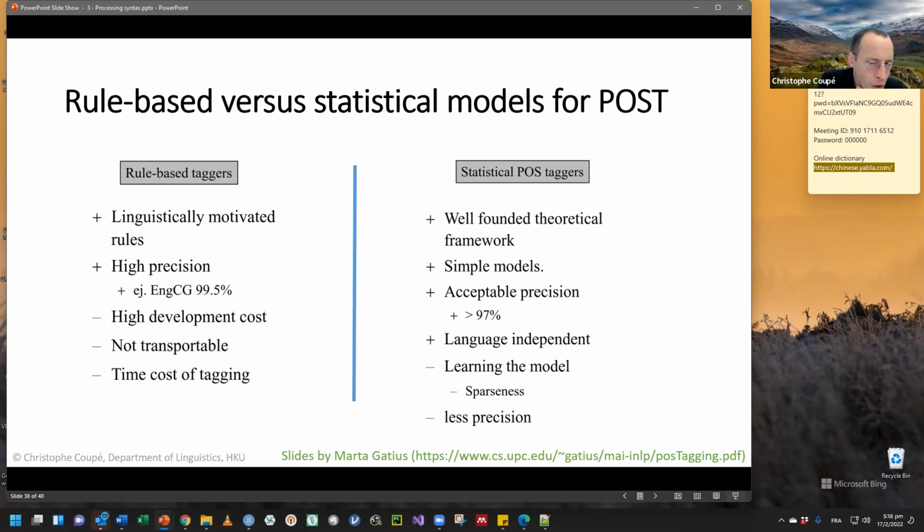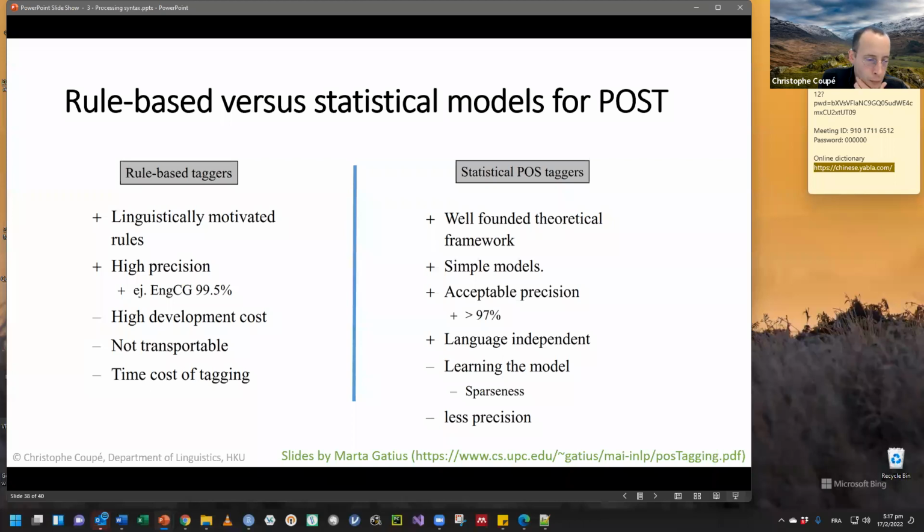Now, if you look at statistical taggers, they have a good theoretical framework, but it's not as linguistic, maybe. The models are usually more generic and simpler. The precision is not perfect, but it's pretty high, more than 97%, but that's not as good as 99.5, right? And what is nice is that the model is generic, so it works with one language or another. The same, let's say, deep neural network may be trained with data for French or with data for Dutch or German.